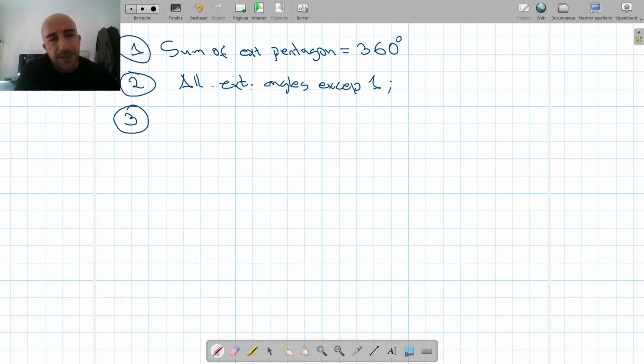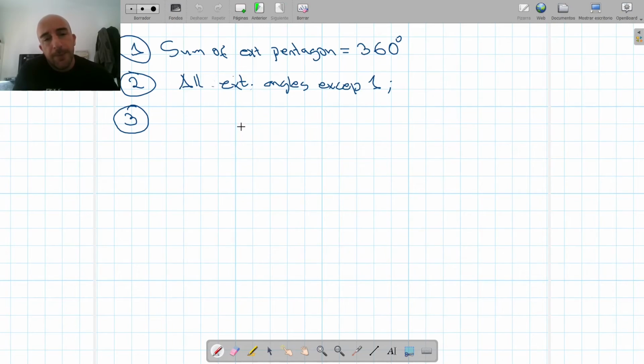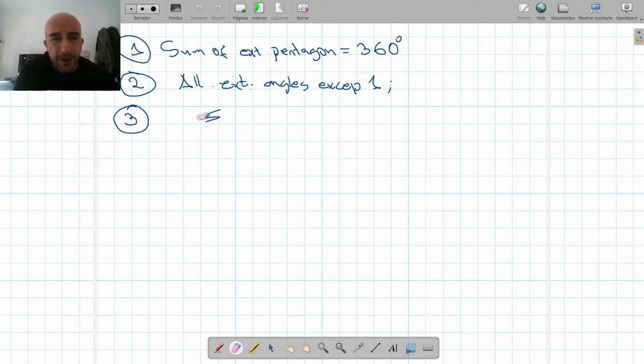And another type of exercise happens when the polygon is regular. Remember, in a regular polygon, the interior angles are the same, it has the same number of sides, all the sides are equal, so the angles are equal, okay? So if the interior angles are equal, the exterior angles are equal also. So we can calculate very easily the exterior angles, because we just have to do 360 divided by n.